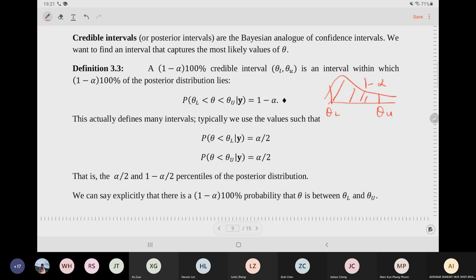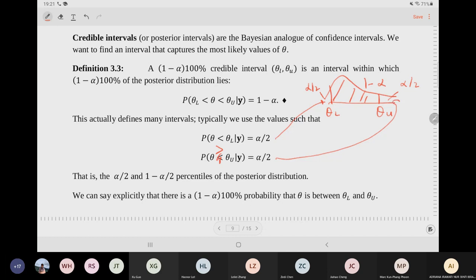But again, similar to our frequentist approach, we like to make it easier. So usually people will use this area here as alpha over 2, and this area here as alpha over 2. So theta less than theta L, this part here, has probability alpha over 2. Oh, okay, I still have a typo here. I thought I changed it. This one is actually bigger. Theta bigger than theta U, which is this part here, also has probability alpha over 2.